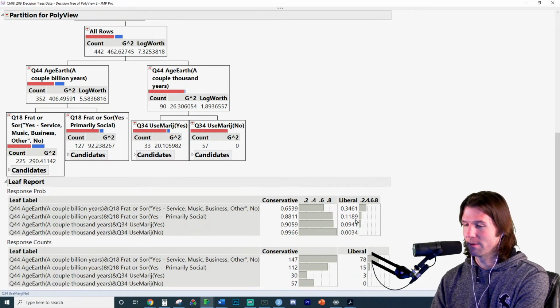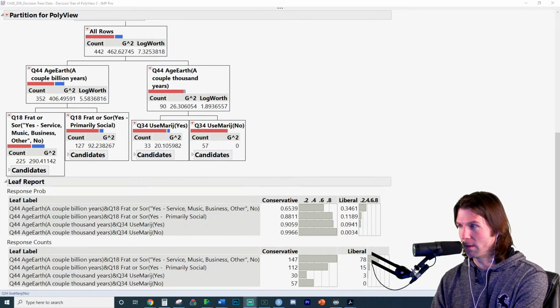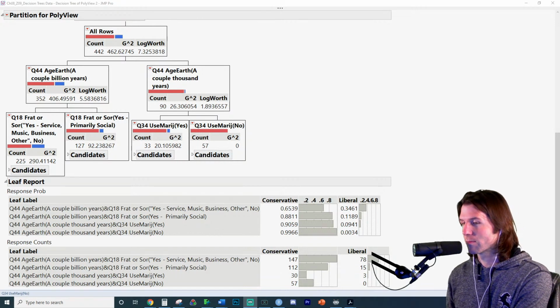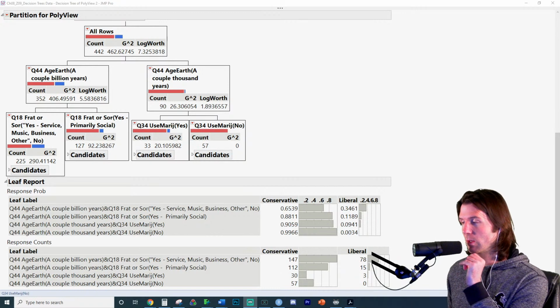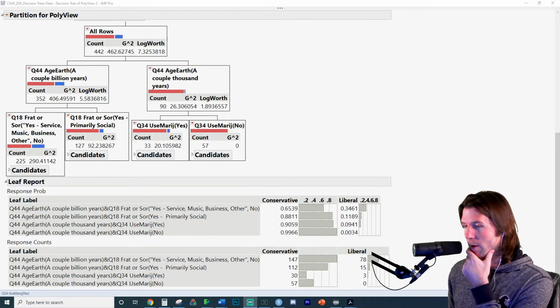It says we dropped a frame. No, that's from two hours ago, an hour ago. Okay, good, we're good. How many people who believe the Earth is a couple of billion years old are liberal?